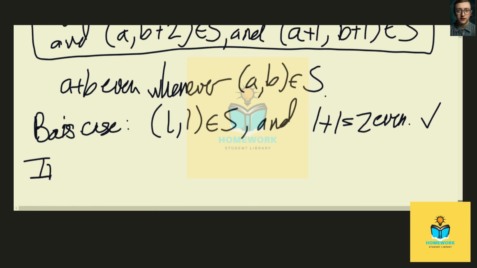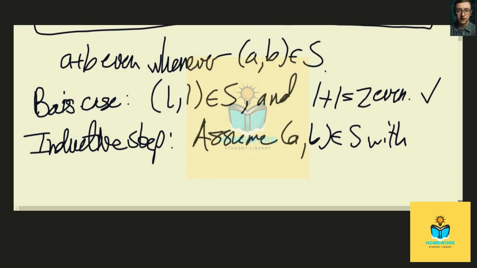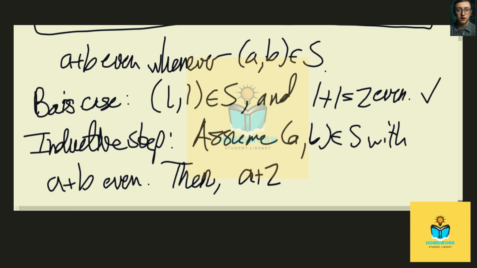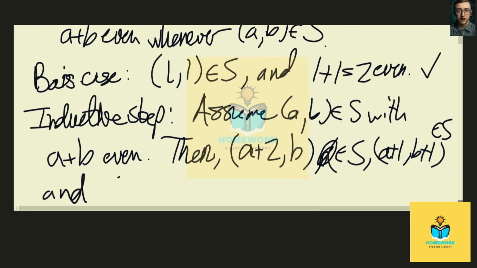Now for the inductive step, assume that (A, B) is in S with A plus B even. Then by our definition, we have that (A plus 2, B) is in S, (A plus 1, B plus 1) is in S, and we have that (A, B plus 2) lies in S.